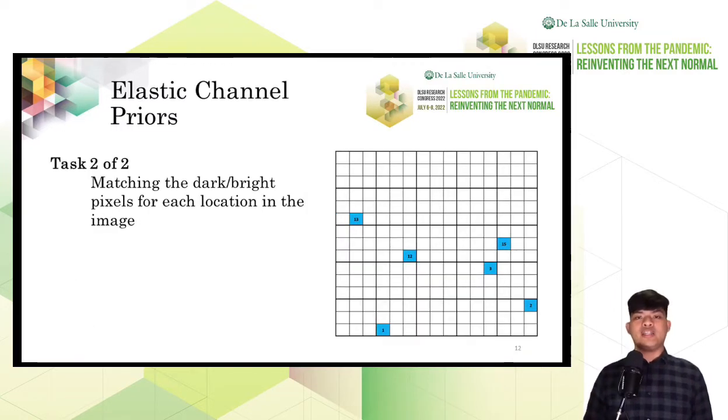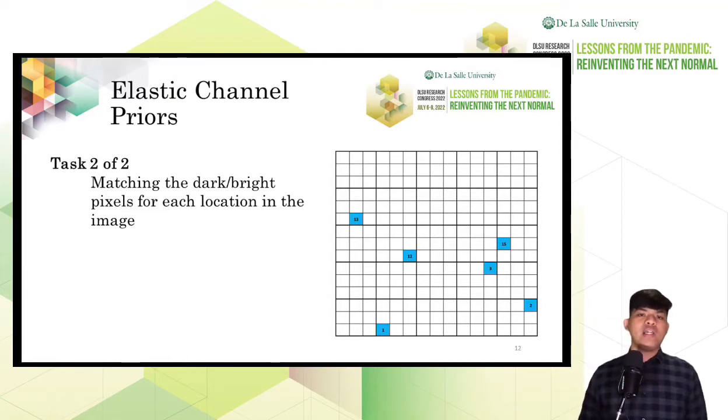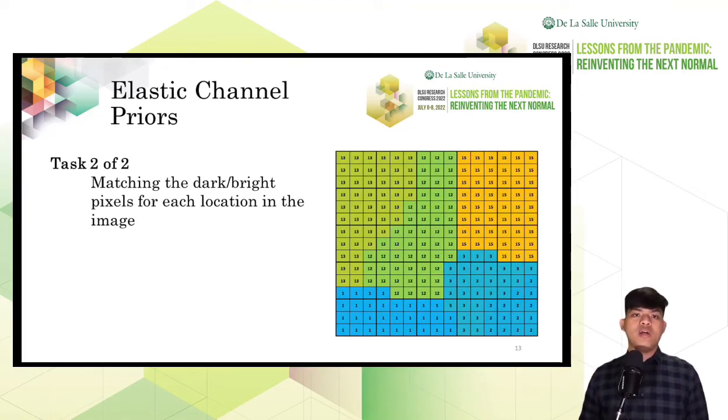So the second task involves matching each location in the image with the nearest reference dark or bright pixel. While the elastic channel priors conceptually describe an elastic search for the nearest reference pixel, the prior itself is simply a collection of the darkest or brightest pixels. This implies that it is not necessary to map each pixel in the image with its corresponding reference pixel. But just to visualize the elastic dark channel prior, it will look like this.